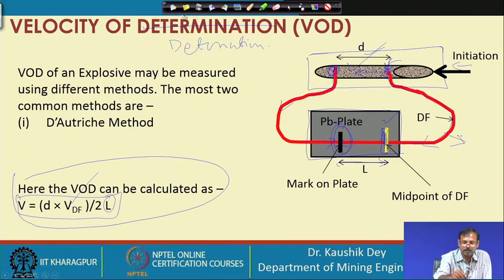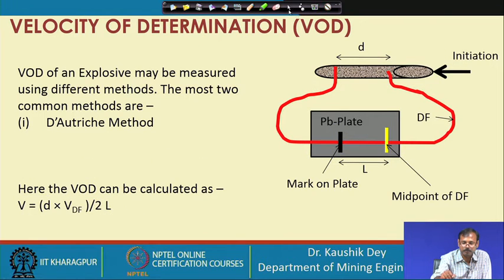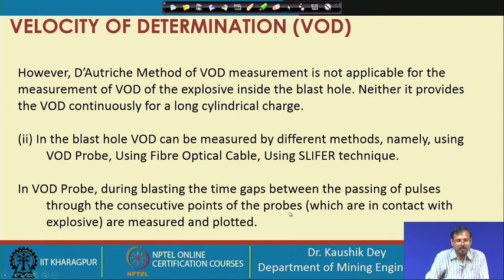But there are some problems with the Dautriche method. The first problem is that it is not applicable for measuring the VOD of the explosive inside the blast hole. Neither does it provide us the VOD continuously for a long cylindrical charge. So, this VOD obtained from the Dautriche method is basically the average VOD of the explosive placed between the two tyings of the detonating fuse.